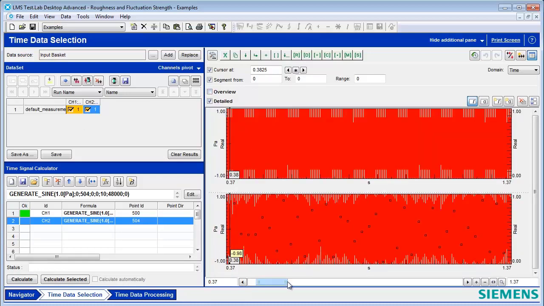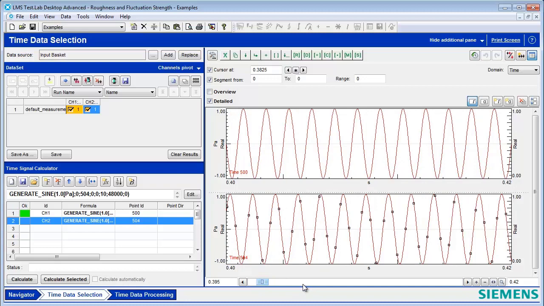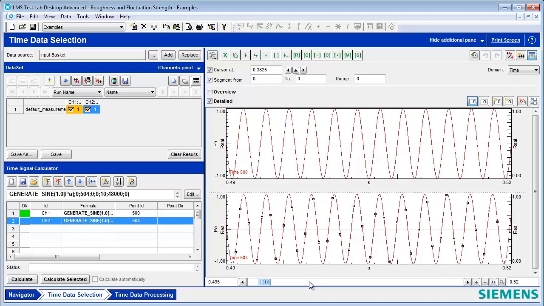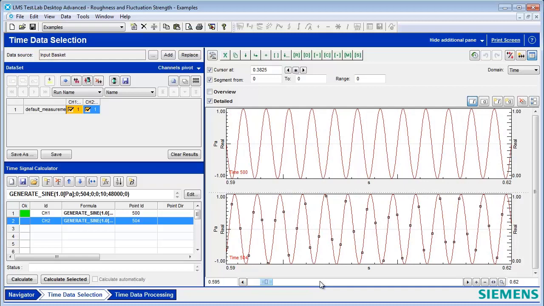I can see if I zoom in enough that there's a point where the time signals are out of phase, and as we scroll along in time, eventually the two sine waves become in phase. And then scroll along enough in time, and they will become out of phase. So let's see what happens when we sum these two sine waves together.